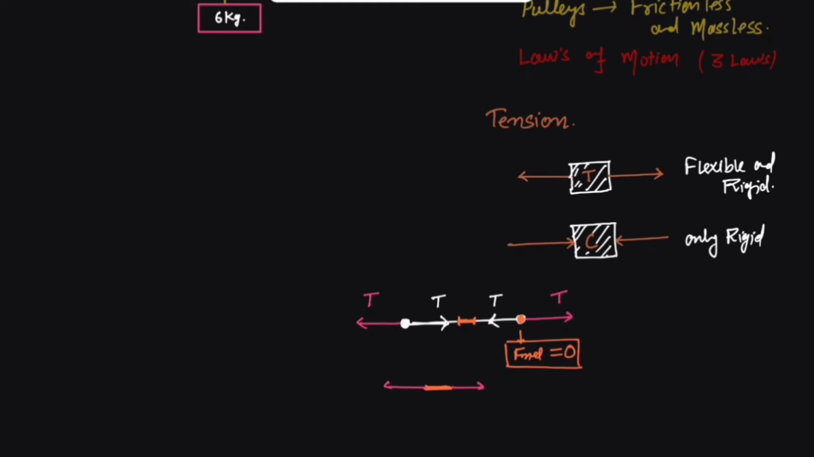That is why this small portion of the string is in equilibrium. It is not moving. If there was a net force, it would start moving. So tension is a force which is distributed at every point of the string throughout its length, along the axis. So it acts in both directions. It's very simple.